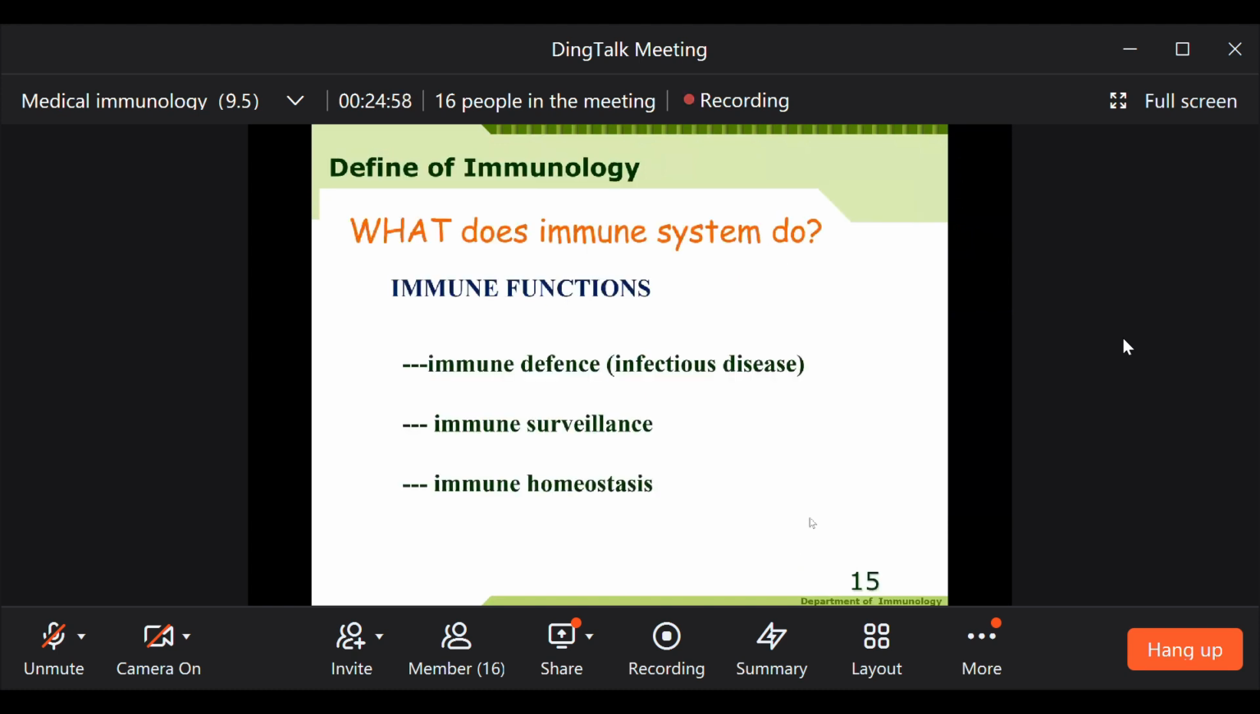And what does the immune system do? Here we list the three functions. The first one is immune defense. Defense against what? Defense against infectious disease. And the second one is immune surveillance. And the third one is homeostasis.